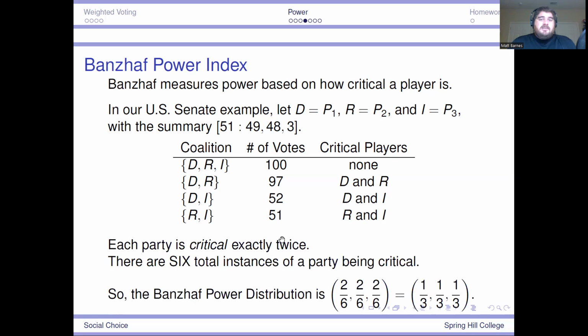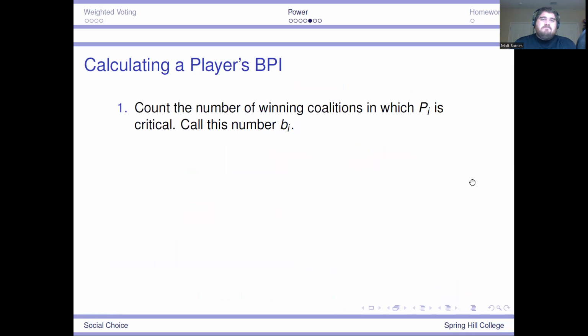So what we're going to do is 6 is going to be our bottom number, and then we're going to count the number of times that each party was critical. So we have 6 total, right? That goes on the bottom. Democrats are 2, so they get a 2. Republicans get 2, goes here, and then independents get 2. So again, we end up with 1/3, 1/3, 1/3. So same as what we did before with our just simple power index.